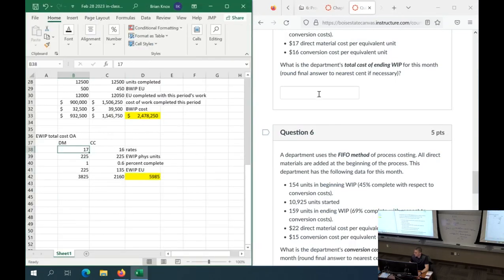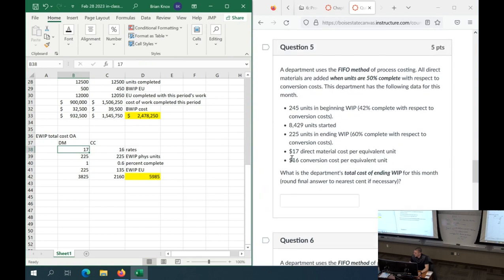So I took the rates right here first. And then I took the ending WIP physical units, the ending WIP percent complete. And it says 60% complete with respect to conversion costs. And then it says that direct materials are added when units are 50% complete with respect to conversion costs, which means that they're 100% complete. So they passed the 60% threshold on the conversion cost side, so all the direct materials have been dropped in. It's a dumpling problem. So 100% of the direct materials are in.